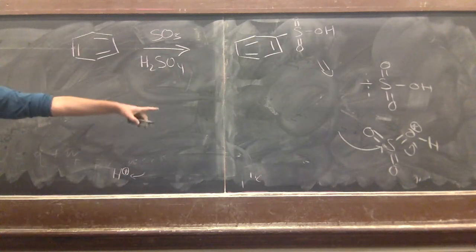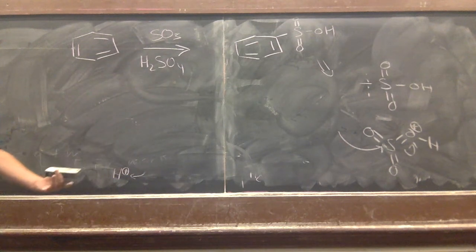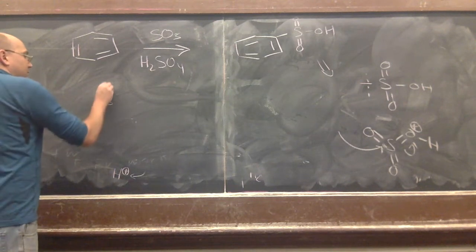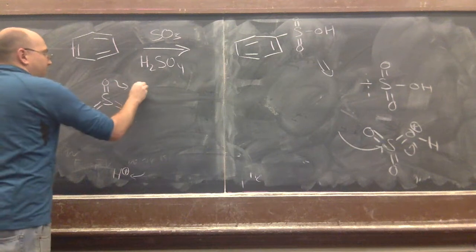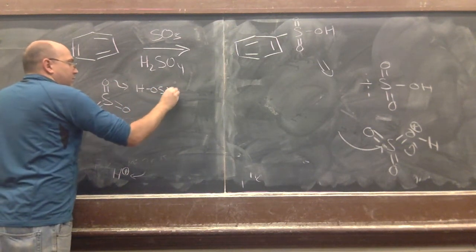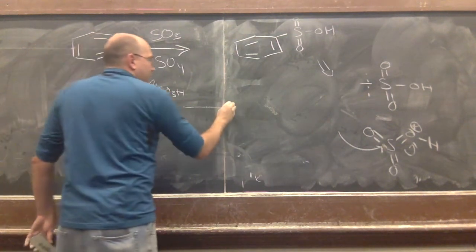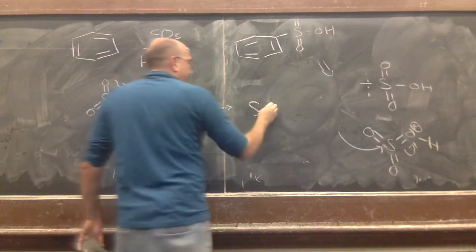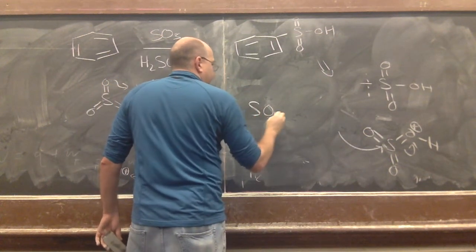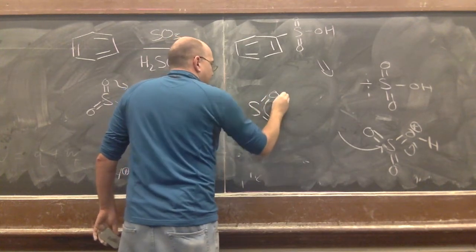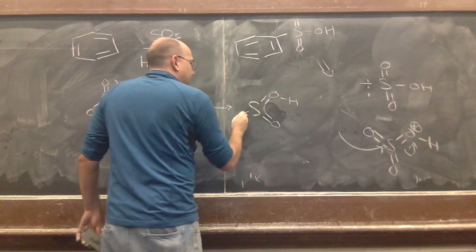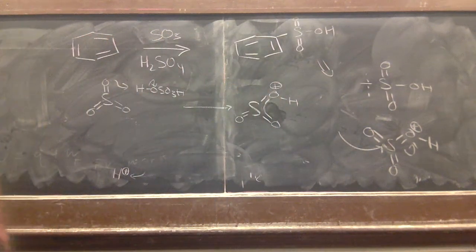So anyway, if that's what we want to get to, it's pretty easy, right? We take SO3. Protonate. And that becomes our electrophile. Benzene reacts with that. Do the elimination as we did before, and you'll get there.